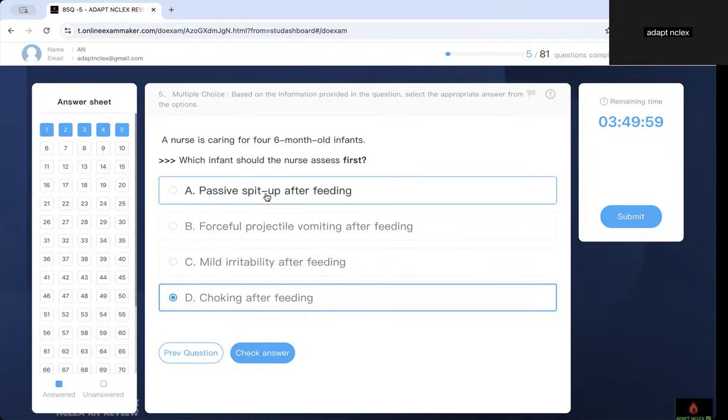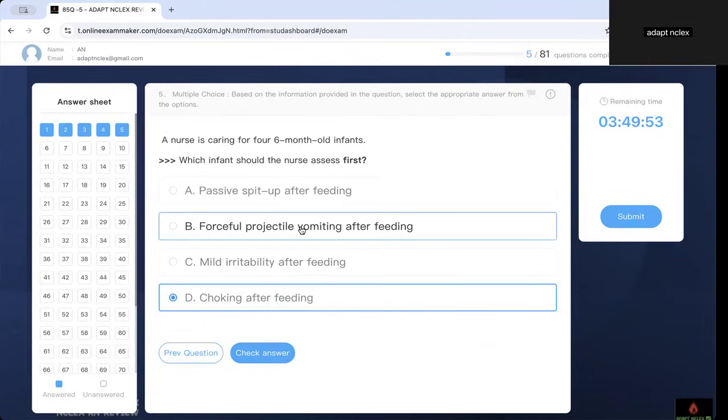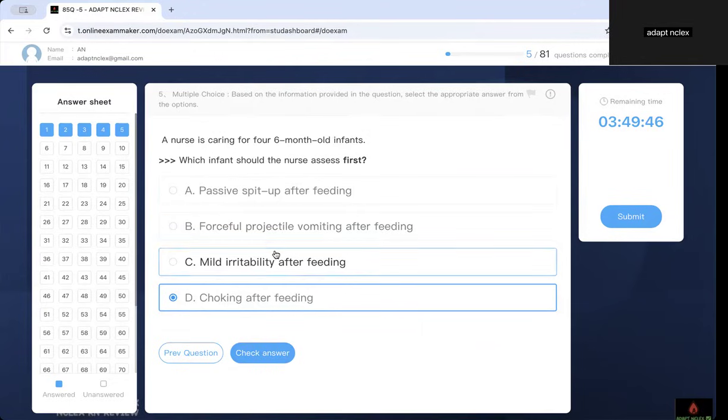Why? Passive spit up after feeding is reflux. It's not the problem. Forceful projectile vomiting is what? Pyloric stenosis. You're going to get dehydrated. It's bad. Irritability after feeding is not good. But when you're choking, it's an airway problem. This may be a tracheoesophageal fistula problem. This patient is in trouble.